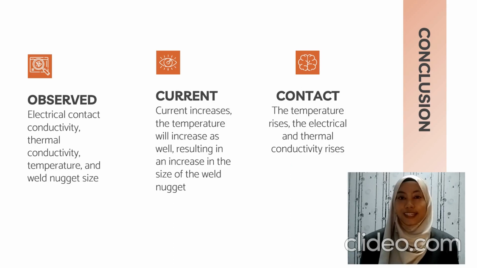To summarize this study, the four variables that were monitored throughout the simulation were electrical contact conductivity, thermal conductivity, temperature, and weld nugget size. Based on all the observations, current plays a crucial role because as the current increases, the temperature rises, causing the weld nugget to grow in size. Finally, the contact conductivity must be considered since as the temperature rises, so does the electrical and the thermal conductivity.